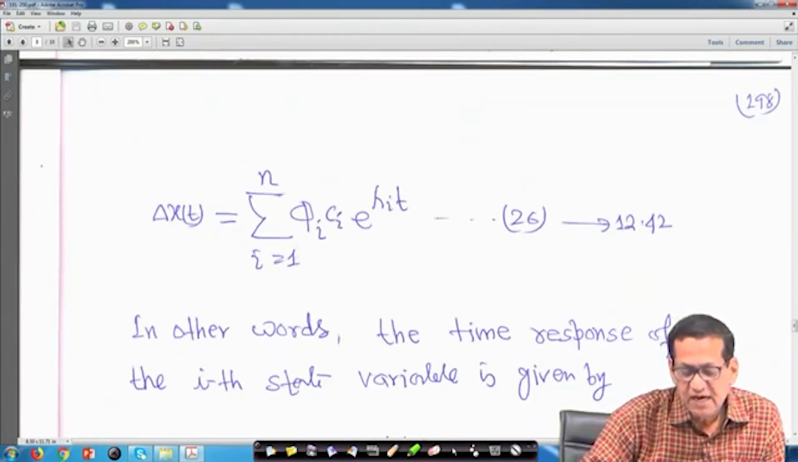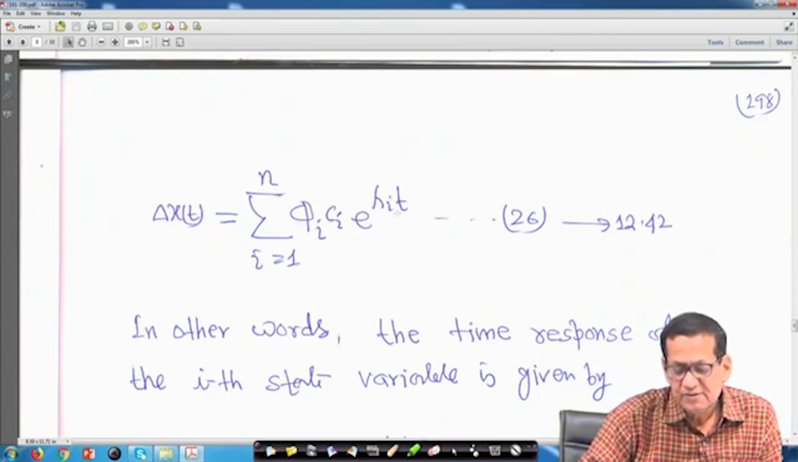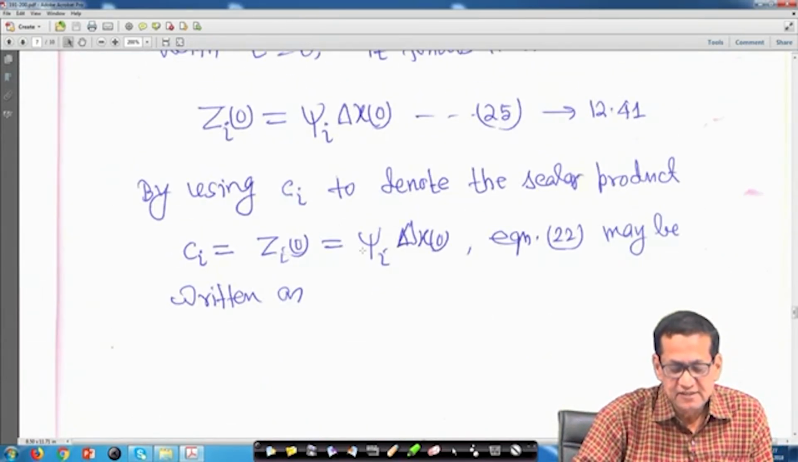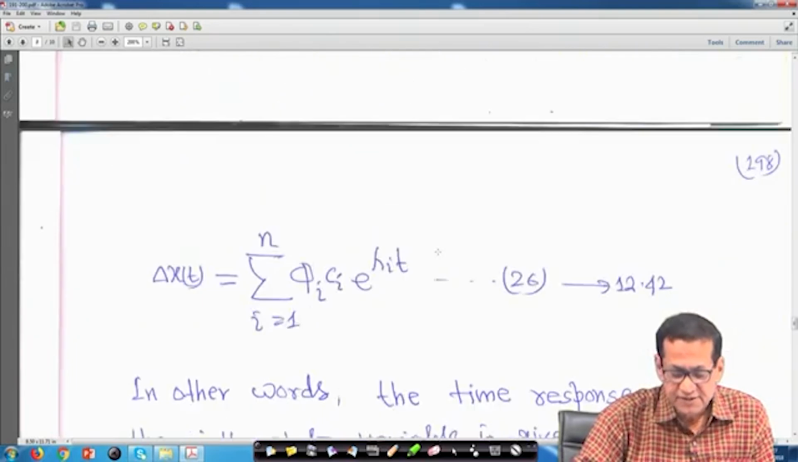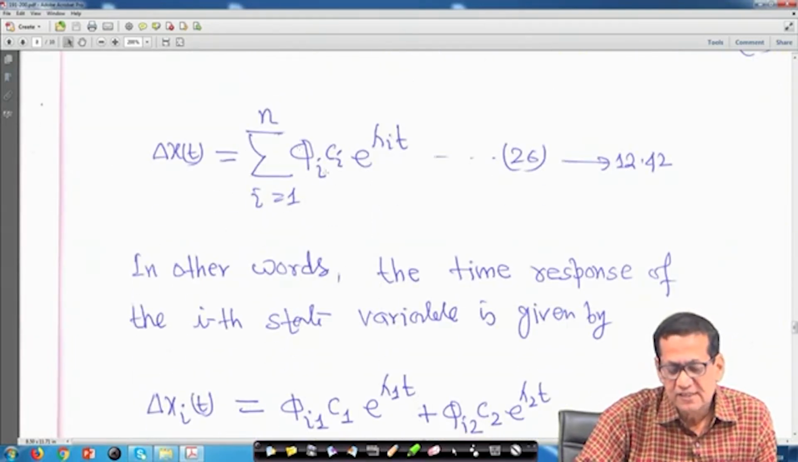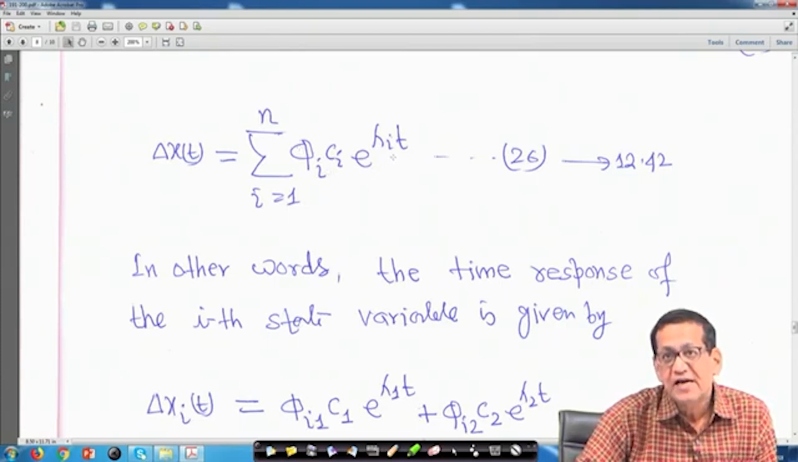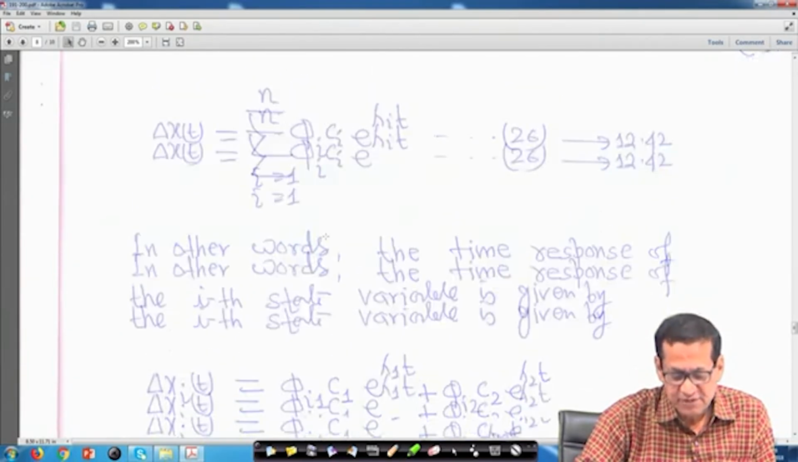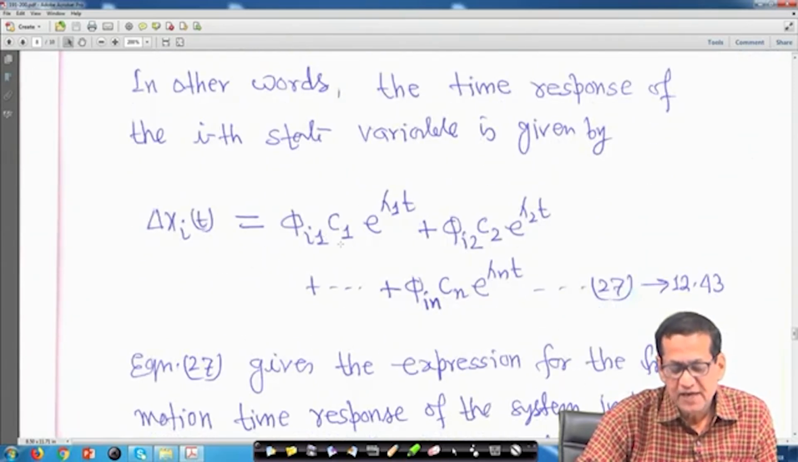Delta x t is equal to the sum from i equal to 1 to n of phi i C i e to the power lambda i t. Because C i is equal to z i 0, which is equal to psi i delta x 0. This is equation 26. In other words, the time response of the i-th state variable is given by delta x i t is equal to phi i 1 C 1 e to the power lambda 1 t plus phi i 2 C 2 e to the power lambda 2 t, up to plus phi i n C n e to the power lambda n t. This is equation 27.